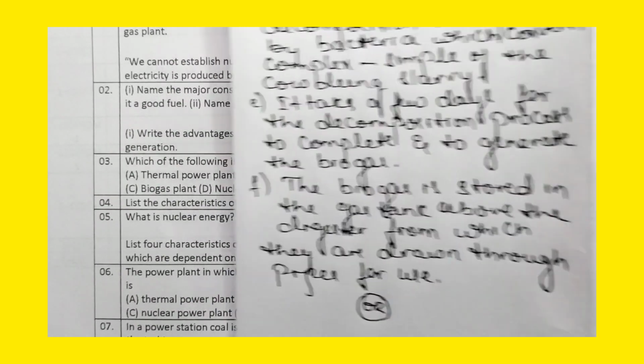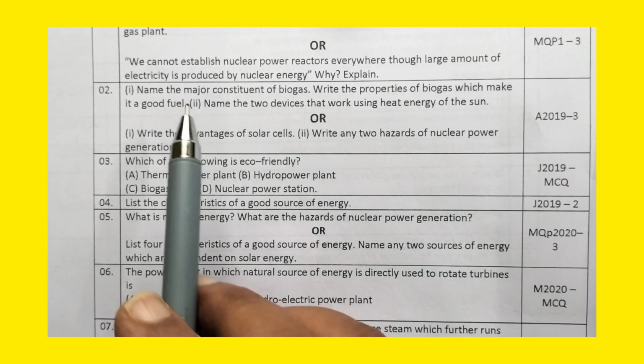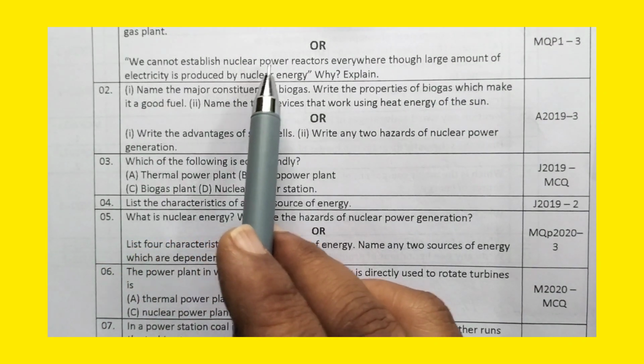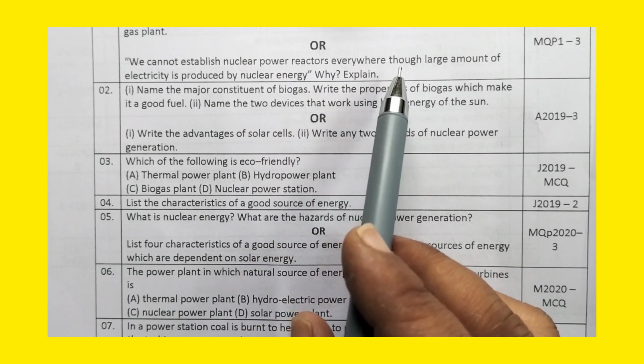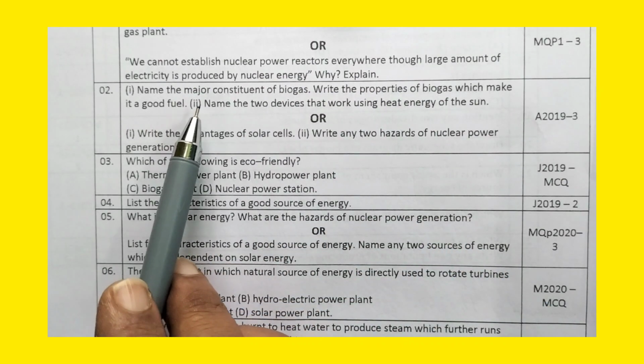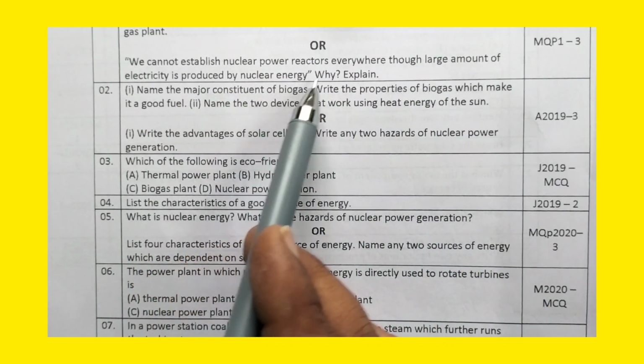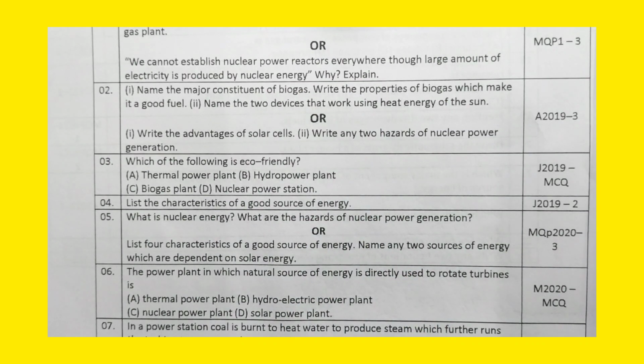In that, one more internal choice question is there. We cannot establish nuclear power reactors everywhere, though a large amount of electricity is produced by nuclear energy. Why? Explain. So now let us answer that question.